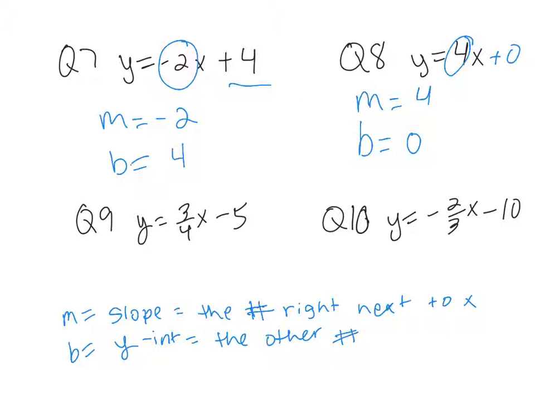For question 9, the slope is 3/4, again the number with x. The slope is -5. Make sure you take that negative sign with it. Slope for number 10 is -2/3, and the y-intercept is -10.